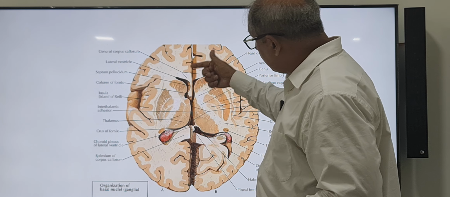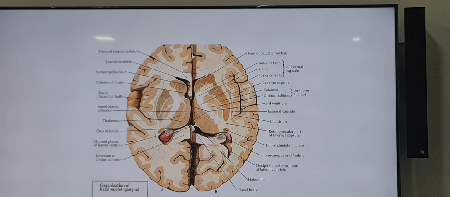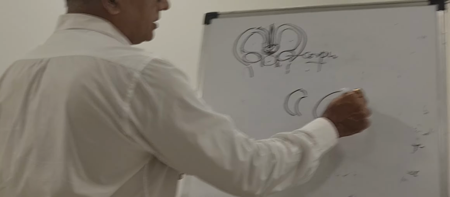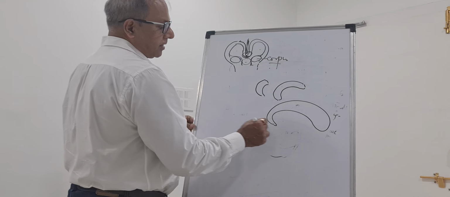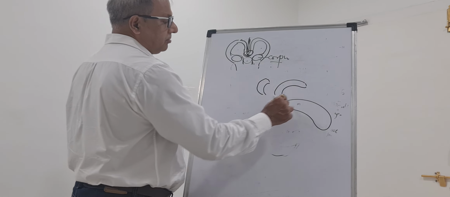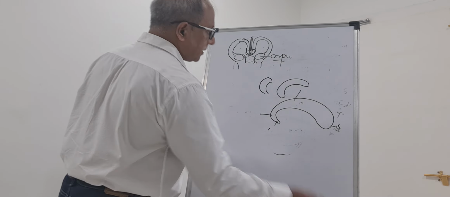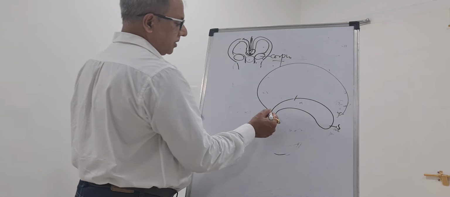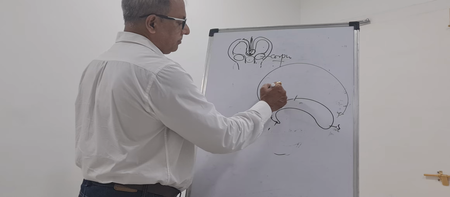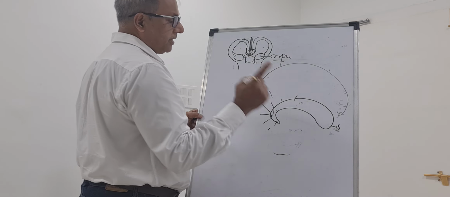Now how does this corpus callosum look? Corpus callosum will be like this. First it will be a very small connection, then it will grow as the brain grows, then it will be fully grown. The fully grown one will have rostrum, genu, body and splenium. Now this part will have one hemisphere here, one hemisphere here. So there is a connection between the two. So this is the part of the corpus callosum, very important.